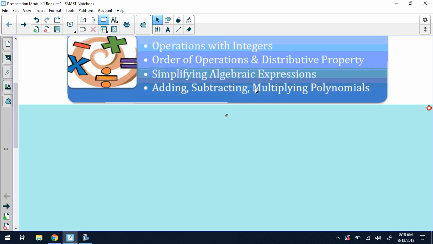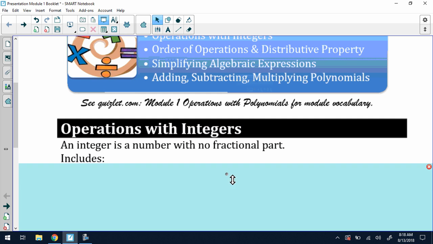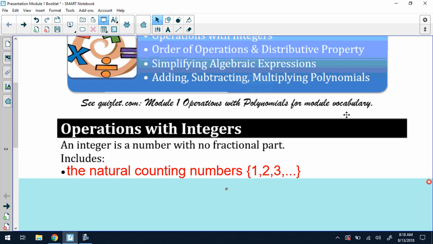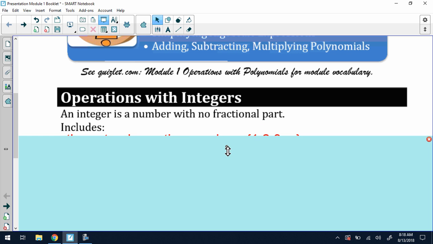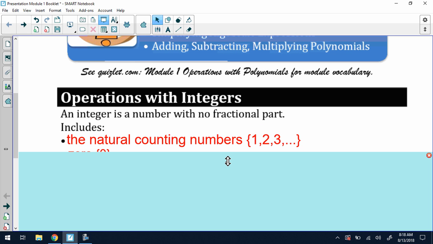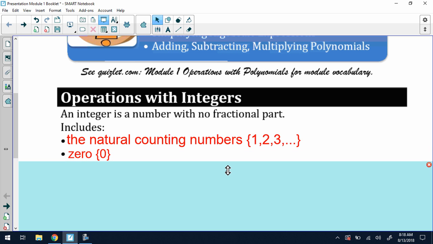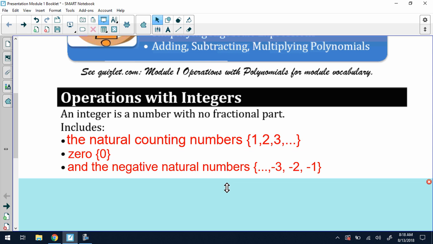So let's start by talking about what an integer is. An integer, the non-mathematical definition, is a number with no fractional part. So it doesn't have any decimals, doesn't have any fractions. This includes our counting numbers, 1, 2, 3, 4, 5, forever. It includes 0. And then it includes the negative natural numbers, the opposites of 1, 2, 3, 4, 5. So -1, -2, -3, -4, -5.